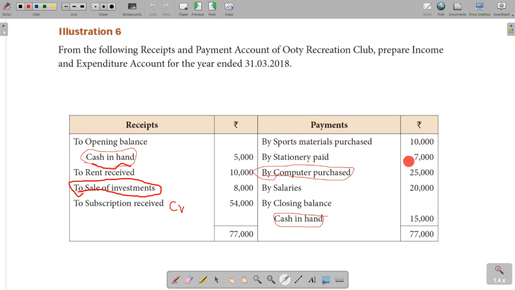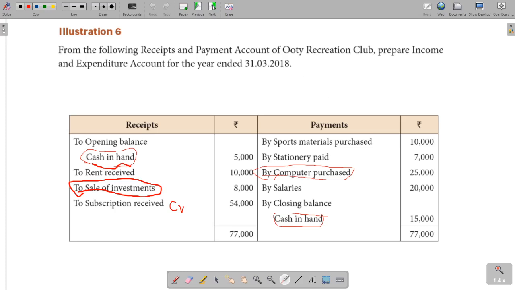Okay, by stationery paid, this is also an expense. Now here, by computer purchase, we don't keep buying computers every time, so this is an item of capital expenditure. This 25,000 by computer purchase also will not appear. After that, salaries 20,000, so this is a revenue item. So all these, what I have circled, the opening and closing balances, the sale of investment, the computer purchase, these will not come.